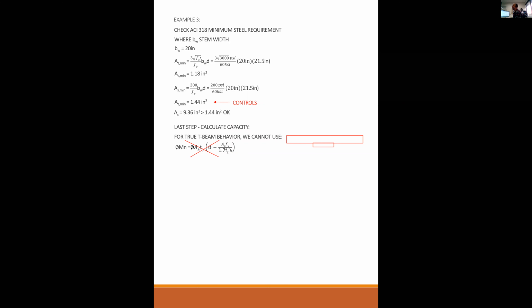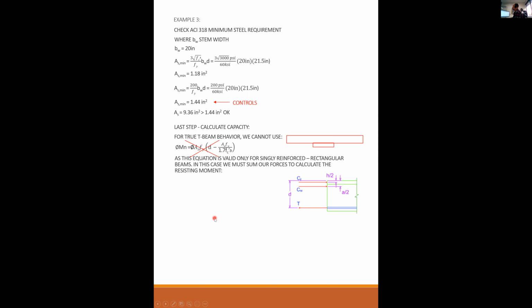Okay, I want to make sure everybody's crystal clear. If you have true T-beam behavior, do not use this equation. You'll get the wrong answer every time. So what do you do? This equation is only valid for singly reinforced rectangular beams. We don't have a rectangular beam, we have a T-beam. So in this case, we have to sum our forces to calculate the resisting moment.